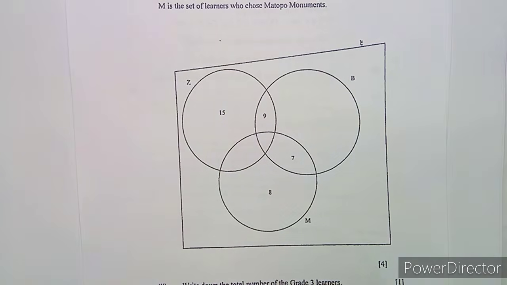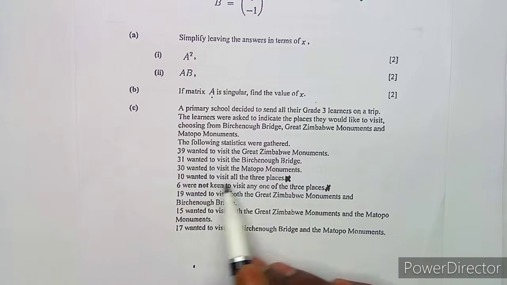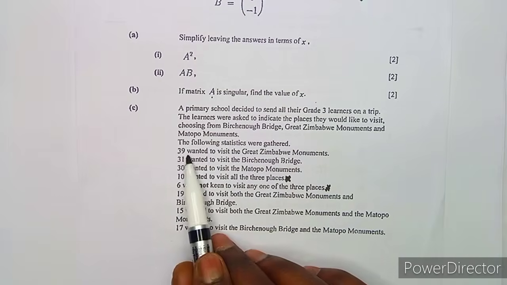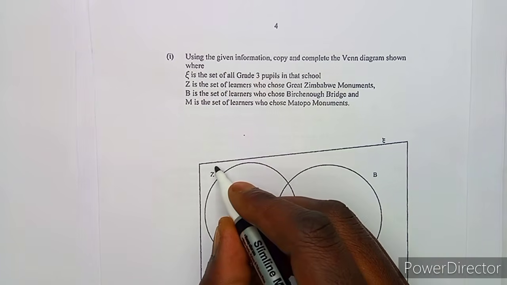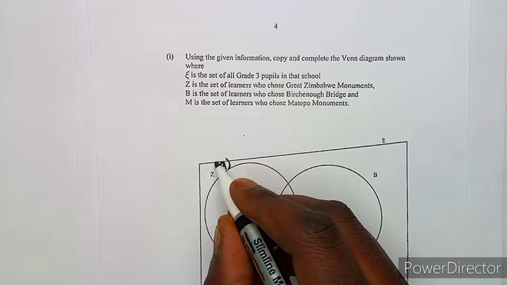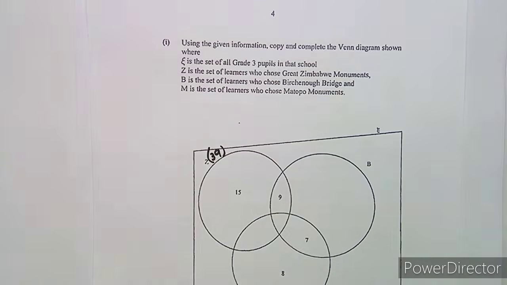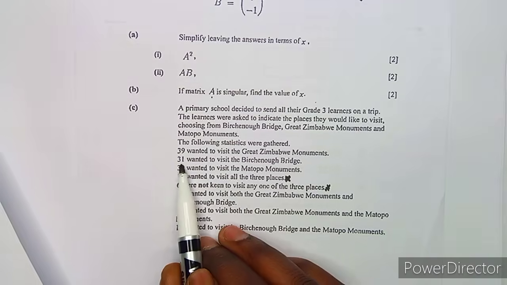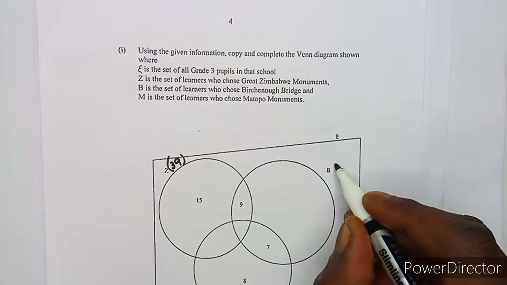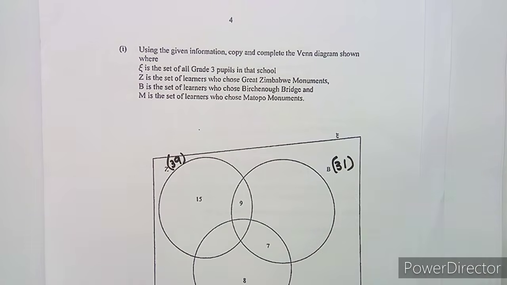okay, let me write it so that we can understand. This is Great Zimbabwe, guys, which is 39. So let's just write 39, which means the whole of this set has got 39 elements. Then Peshnav Bridge, which is 31. So this one has got 31 elements, the whole of this set.